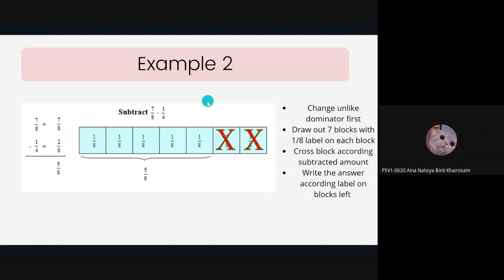And next, for example 2. Okay, first we see here that the denominators are unlike. So we have to change them first to the same denominator. So 7 over 8, and then 1 over 4 we change to 2 over 8. Then we draw out 7 blocks with 1 over 8 labeled on each block. Okay, next we go to the 2 over 8 that we want to subtract, and then we cross out the blocks according to the subtracted amount.